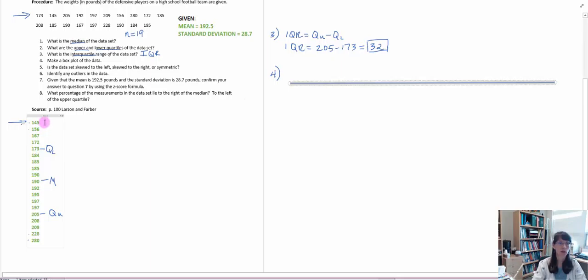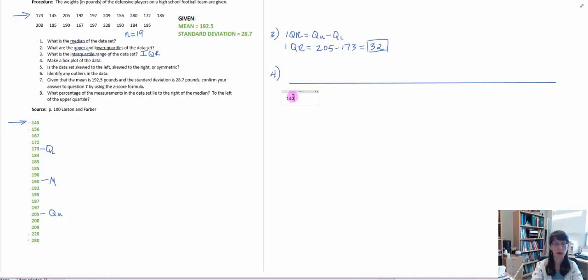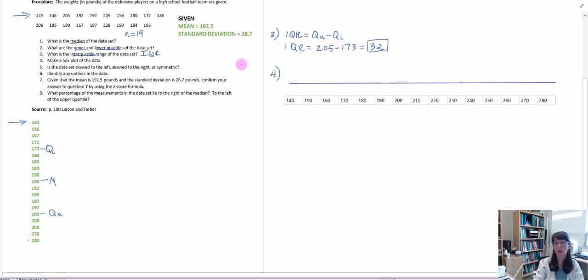I'll probably start with about 140 pounds. And I need to go all the way to 280. So I'm going to count by tens, but I'm starting with 140. Now that I have all of the numbers written under the number line, I can make the marks associated with our quartiles, median, min, and max. The first mark I'm going to draw is the median at 190. So 190 is located here, and I'm going to draw just a short vertical line at 190.